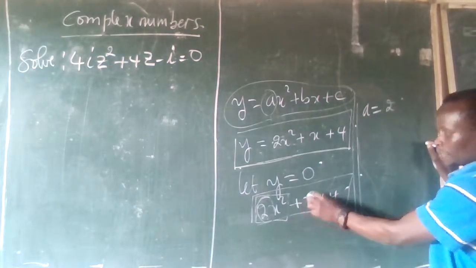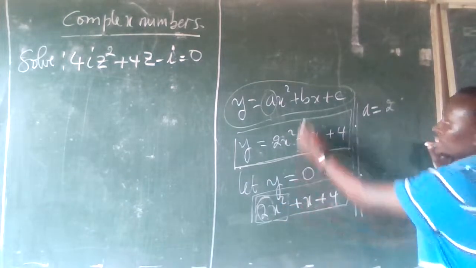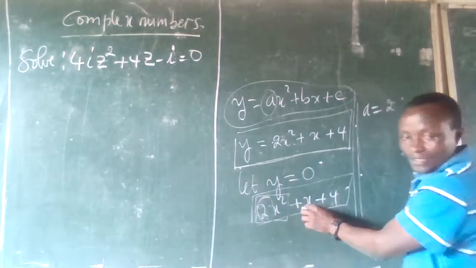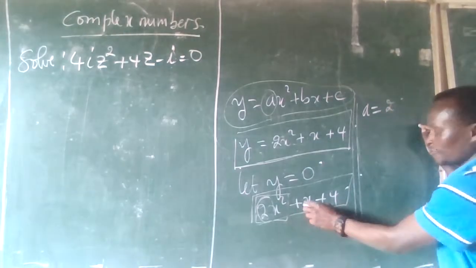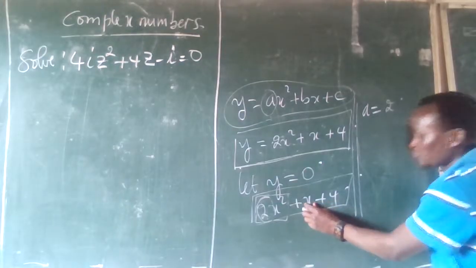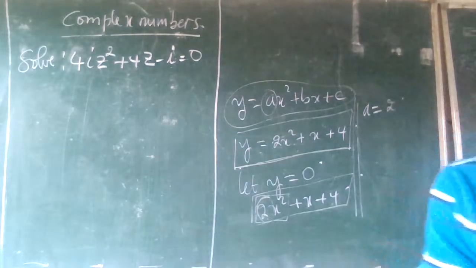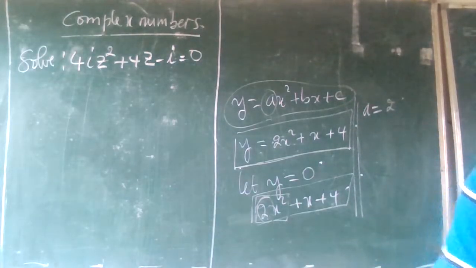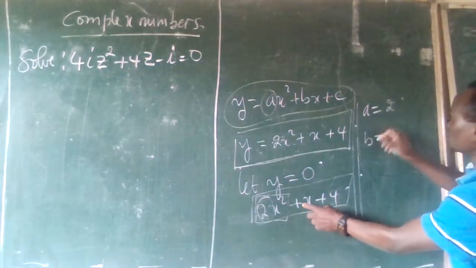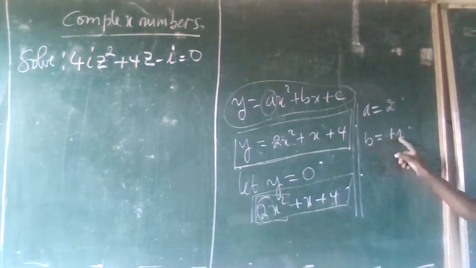But here we reach the next variable, which is x to the power 1. Here it was x to the power 2. At the x, we have a coefficient. You see, we have a coefficient of 1. Please, you have to follow. Now we have a coefficient of 1 here. It is b, which is equal to plus 1.